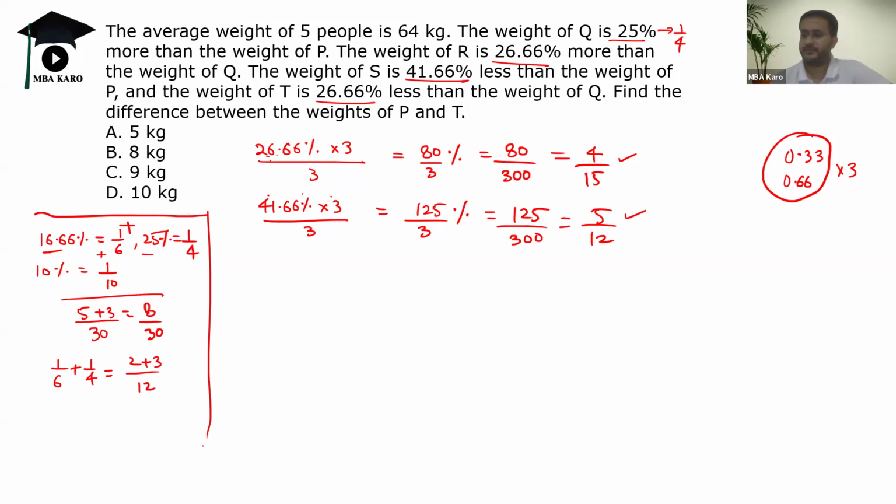And now we have calculated this aspect of finding the percentages. Now your task is to solve the average based question. So solve it and find the difference between the weights of P and T.